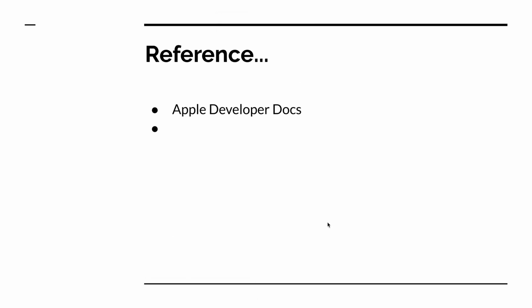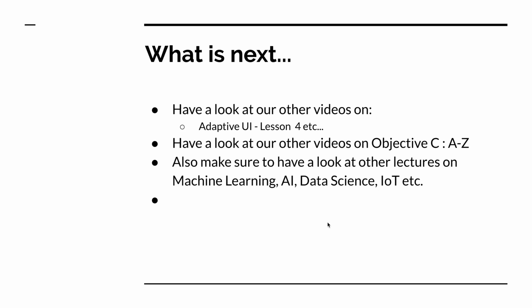And the references were the Apple developer docs. And what's next? Very important. Look at our other lessons on adaptive UI. Also look at our other lessons on Objective-C, A to Z. Especially look at things like table view controllers, because it's a very important section, and database as well.